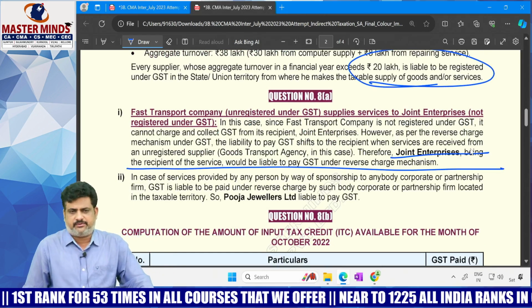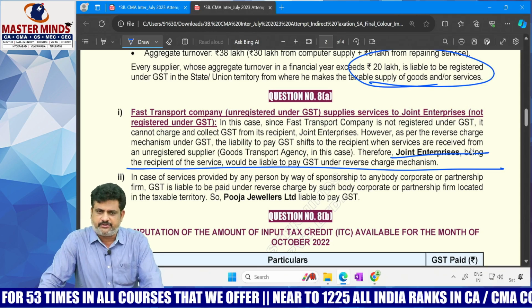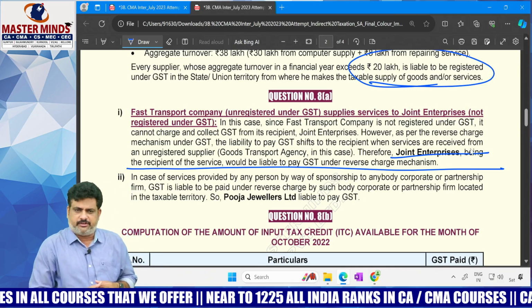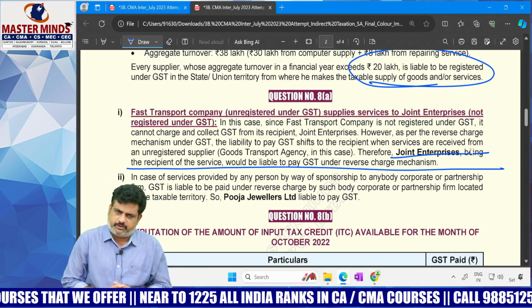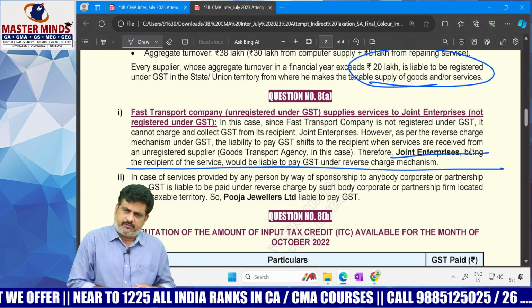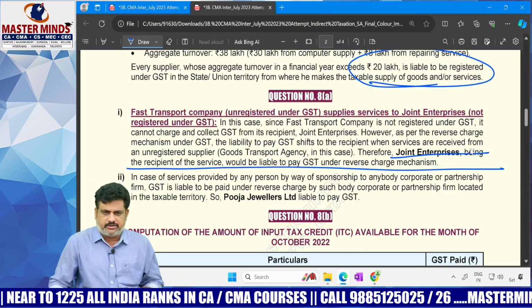GTA services to any specified recipients are covered under RCM. Here also, that one is covered under RCM. GTA is a supplier, whereas the partnership firm is a specified recipient. In that case, definitely it is covered under RCM. The recipient is liable to pay the GST.